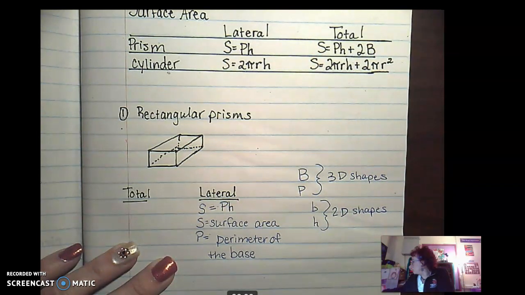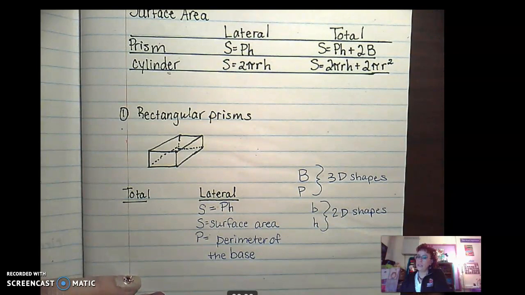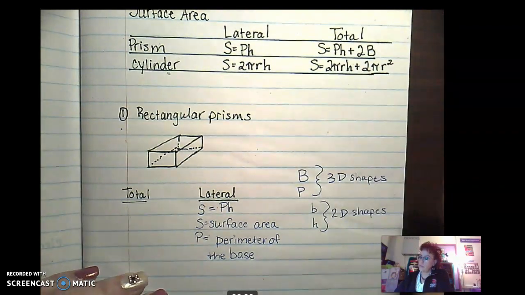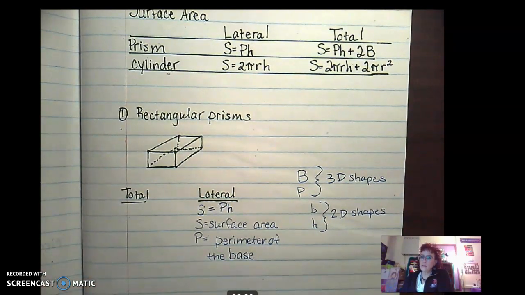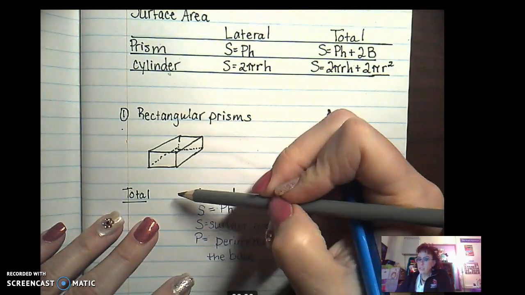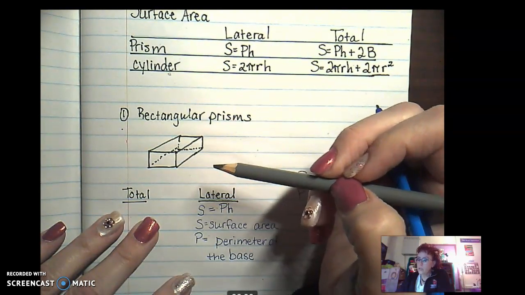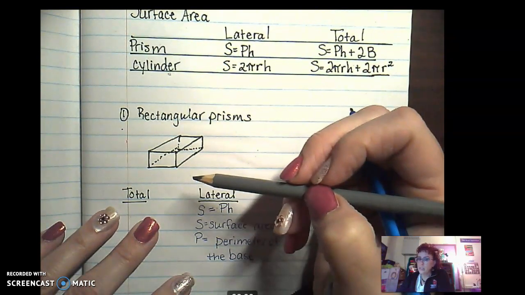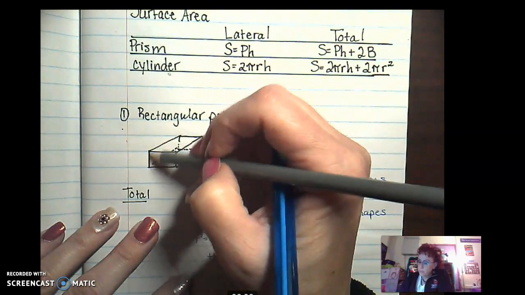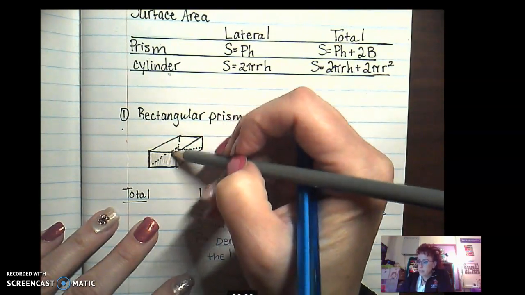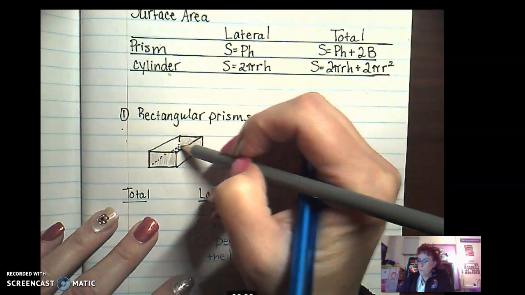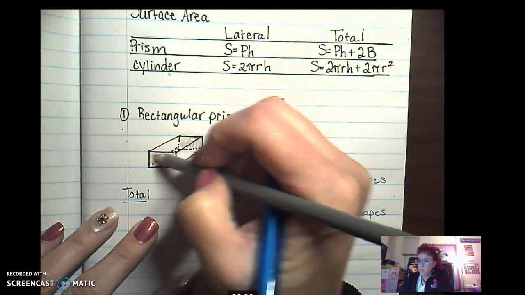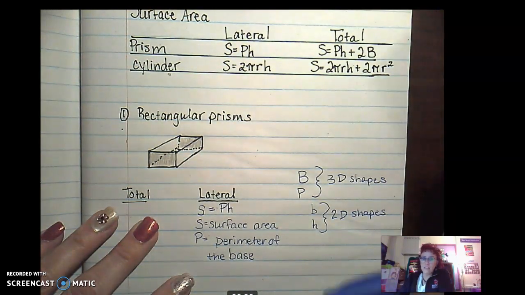So I always tell my students, remember, there's always two bases. So let's write that down. There's always two bases on a prism. They're always congruent, and they're always parallel to each other. So whatever shapes are congruent and parallel, for example, we could say this is a base, and then this is a base. Rectangular prisms can have more than one set of bases because of the nature of the shape.